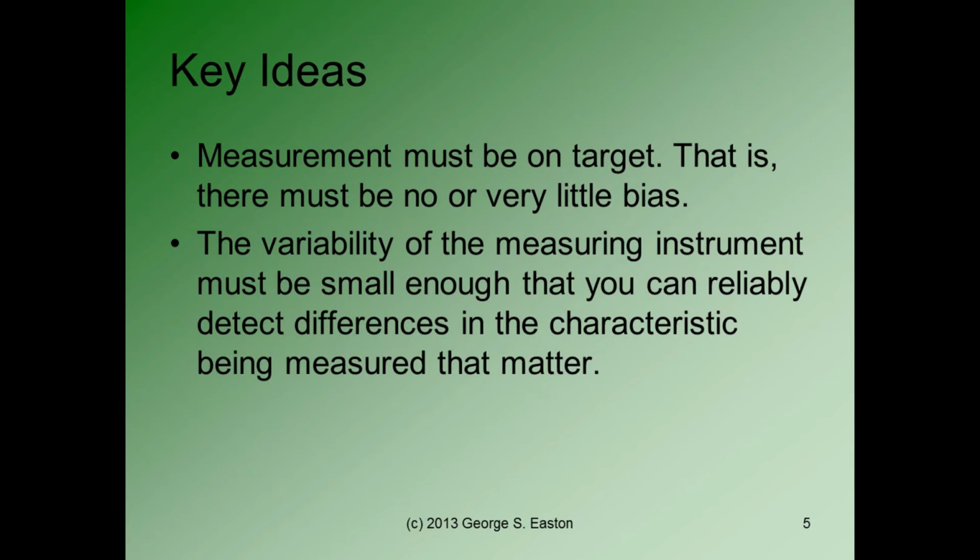The second idea, though, has to do with variability, and this is a more difficult idea because it's very easy for us to tend to think that there's little or no variability in things. But the second idea is that the variability of the measuring instrument must be small enough that you can reliably detect differences in the characteristic that you are focusing on, the thing that's being measured. So those are really the two key ideas. You've got to be on target, and you've got to be sufficiently precise that you can see what you need to see.